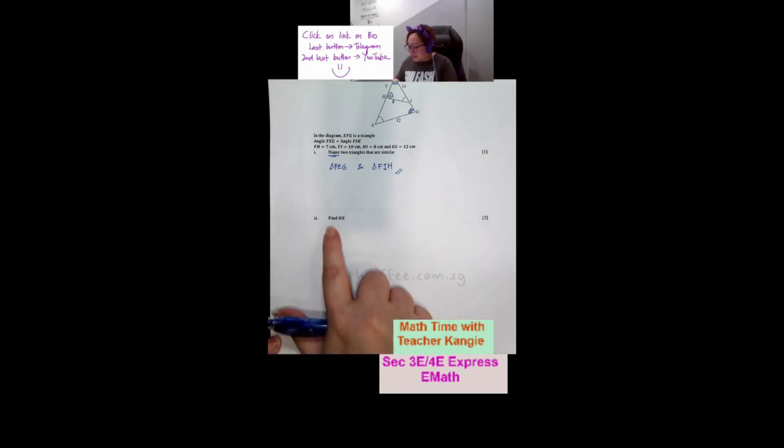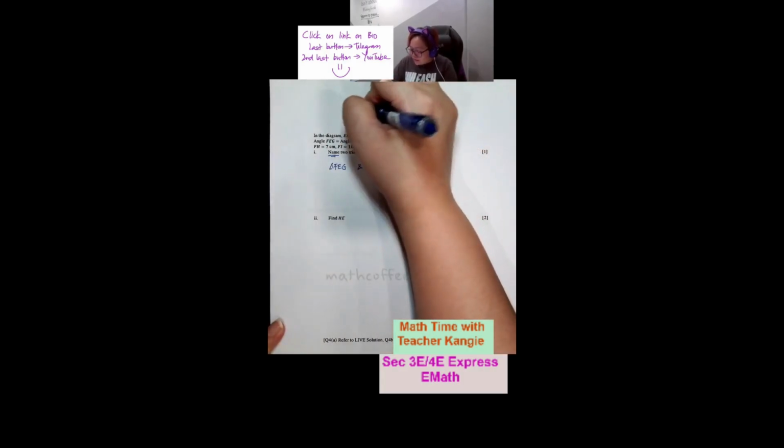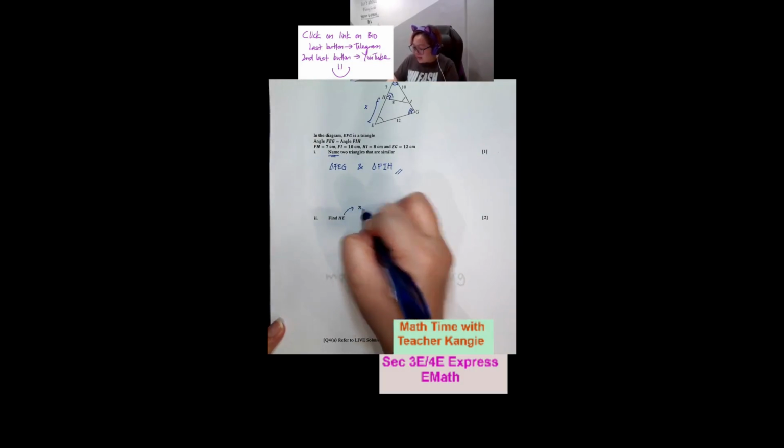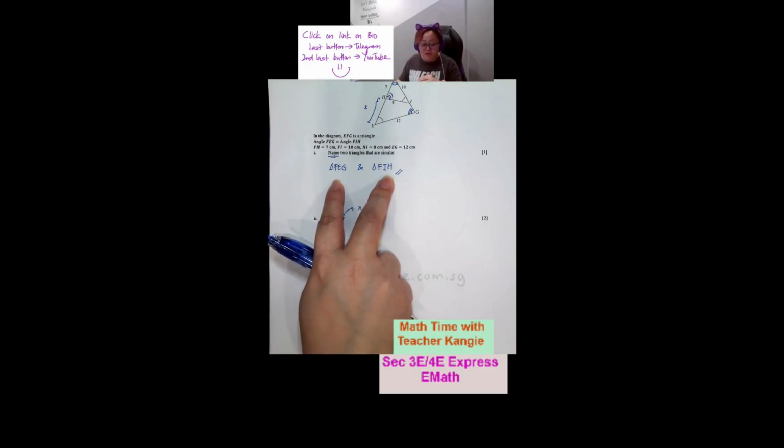Okay, so next I want to find HE. So HE is here. I'm going to let it be X. A lot of times when they ask you to find the unknown sides, it is related to the similar triangles that they asked you to find previously. So previously I have this pair of similar triangles, right?